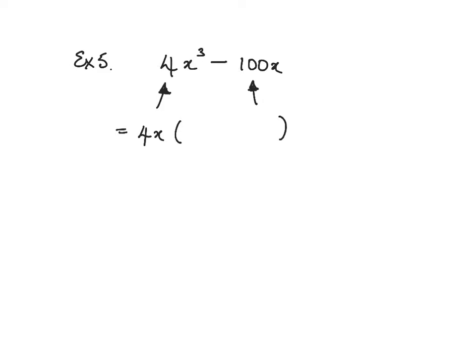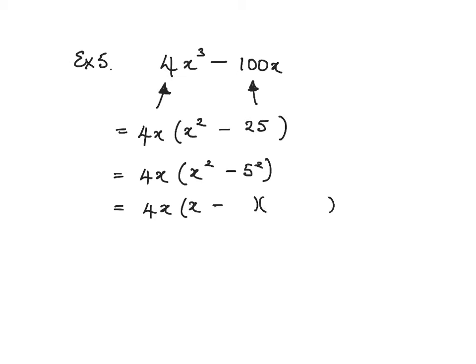4x times what gives me x cubed? 4x times x squared minus 25. X squared minus 5 squared, and then 4x, two brackets. This is the final line of working, x minus 5 and x plus 5. That's it fully factorised.